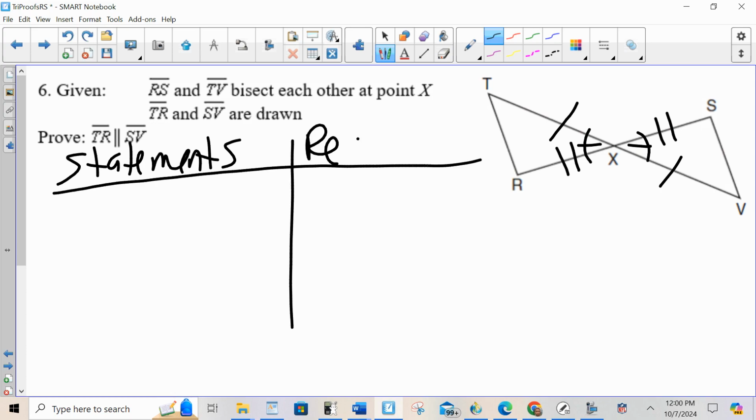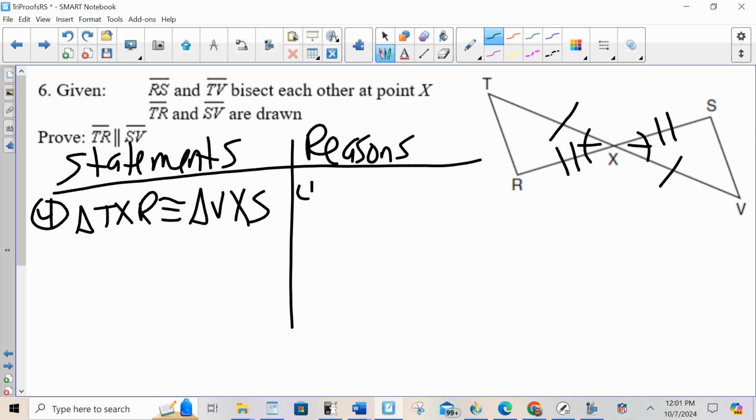Statements, reasons. I'm going to pick it up with, I'm just going to call it step 1, 2, 3, 4. I think this will be step 4. Again, do not do this on your test, but I'm not going to go over the whole thing right now. Triangle TXR is congruent to triangle VXS. And that is SAS. So now I want to prove that the lines are parallel.